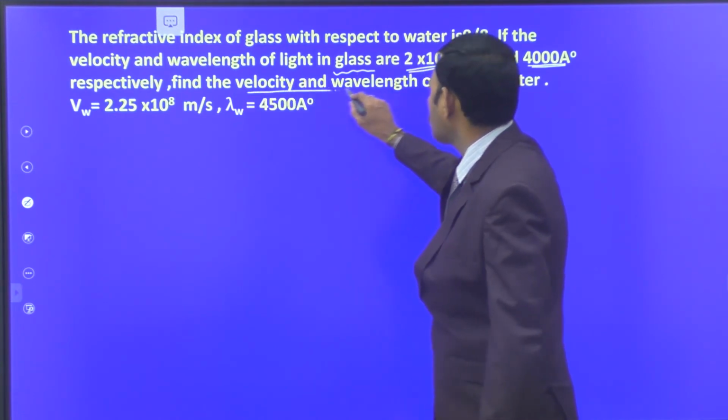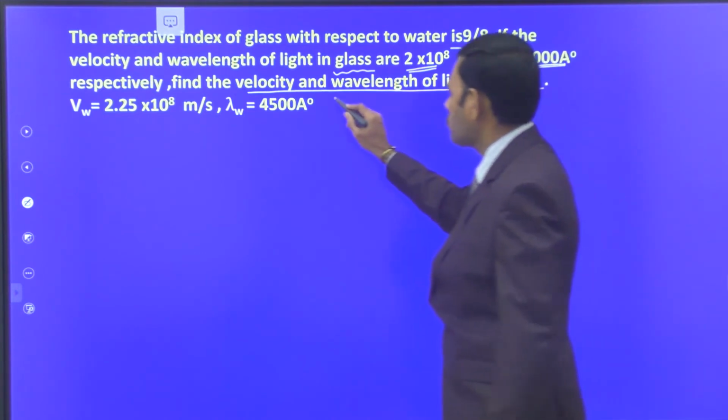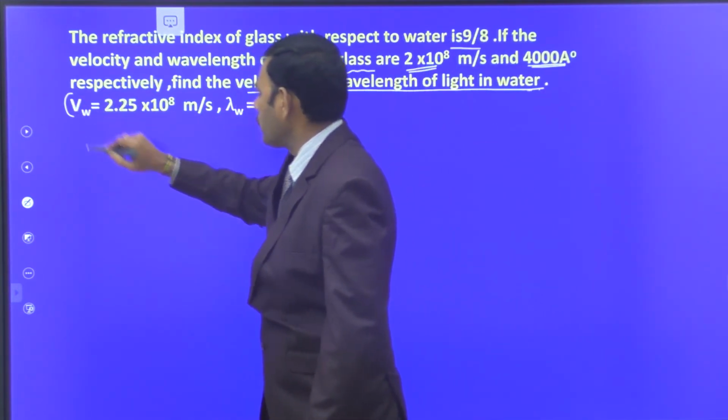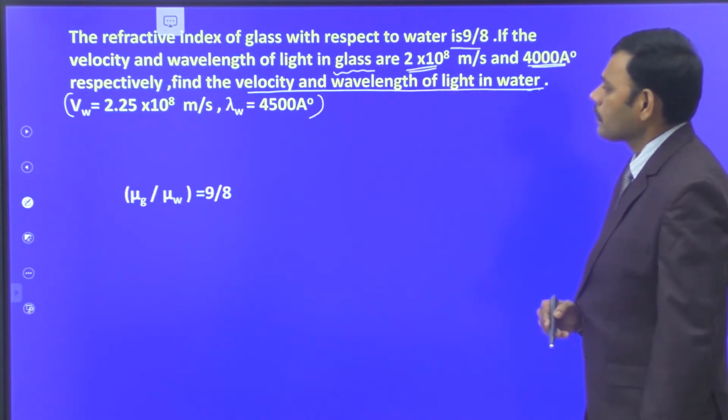So find the velocity and wavelength of light in water. In water we have to determine these two values. Of course this is the answer. We have to find these two values. So let us consider the data.